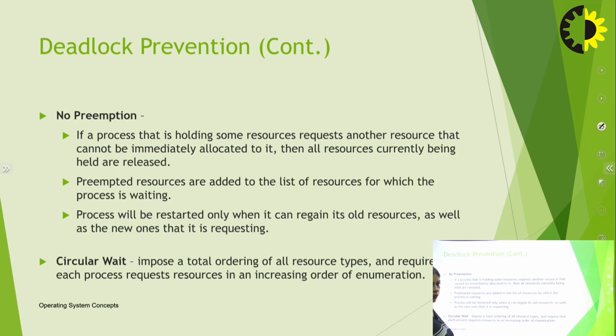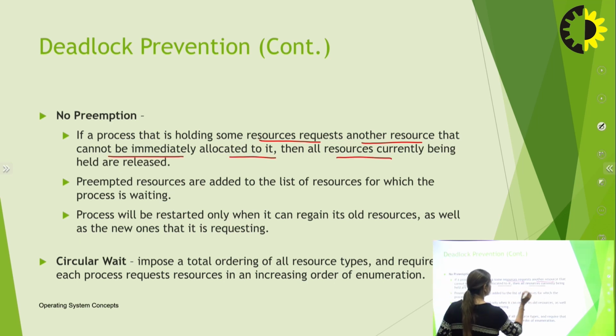Now, the third condition was no preemption. In that, we said that if a process has acquired a resource, it will not release the resource until it is completed, meaning we will not stop a process in between. If a process that is holding some resources requests another resource that cannot be immediately allocated to it, then all the resources currently being held are released.